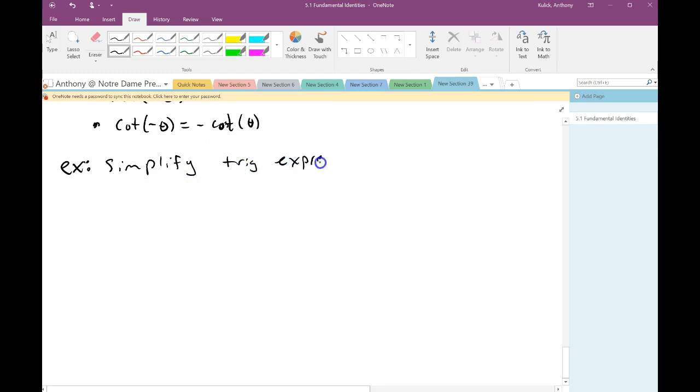So we're going to start by simplifying trigonometric expressions. And I'm going to do a bunch of these, and they'll start off kind of easy.